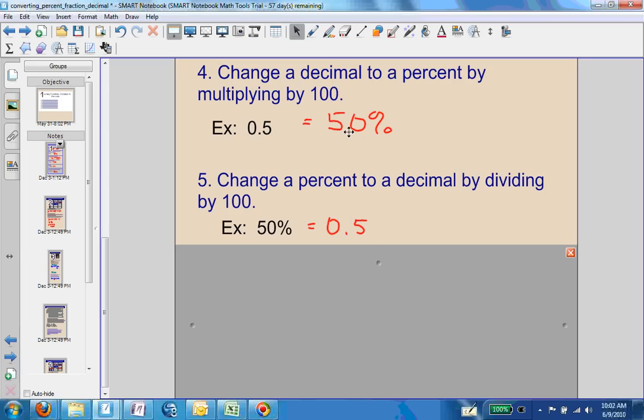So 50% means 50 out of 100. And when we change it to a decimal, that's why we have to divide. And when we change it to a percent, that's why we have to multiply by 100.